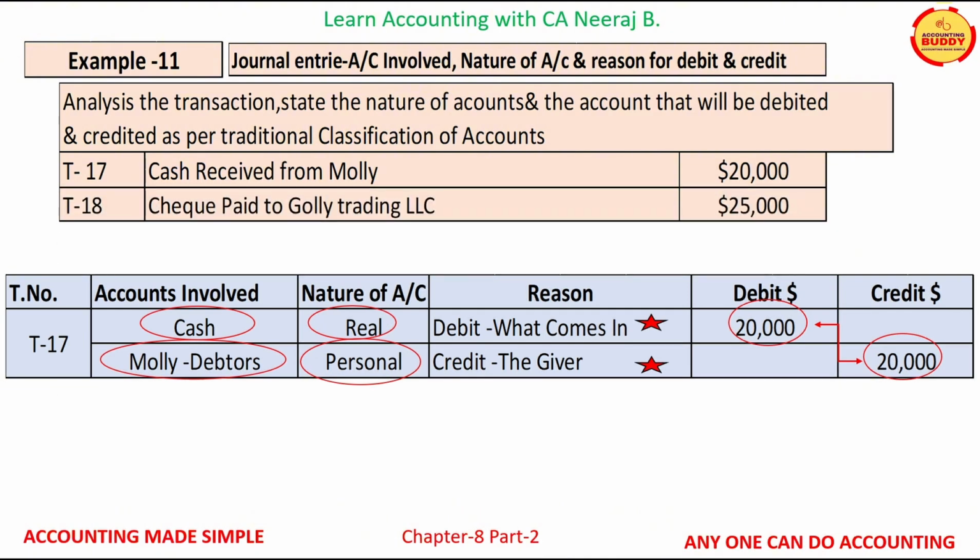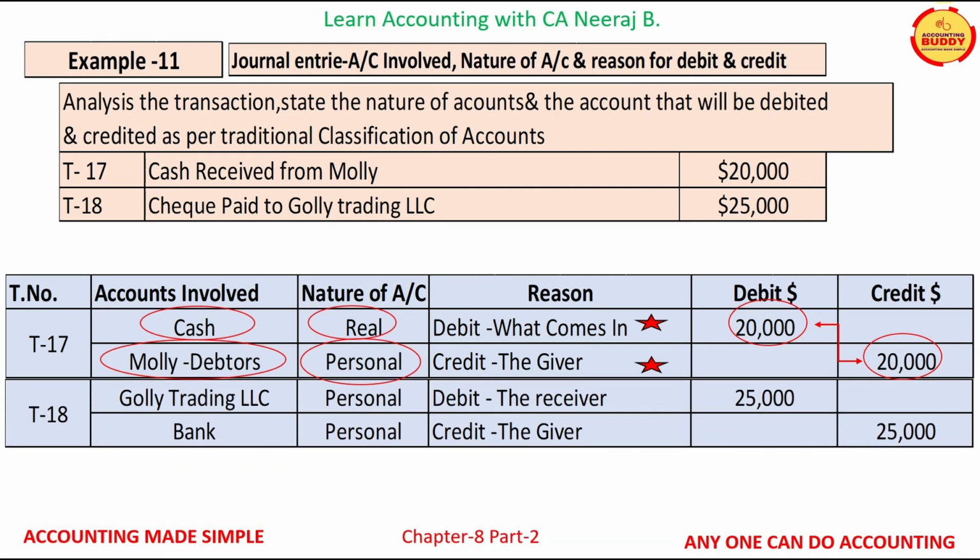Transaction T18 is check for $25,000 is paid to Guli Trading LLC. The two accounts which are getting affected by this transaction are Guli Trading LLC account and bank account. Guli Trading LLC is a personal account and the rule for debiting a personal account is debit the receiver.